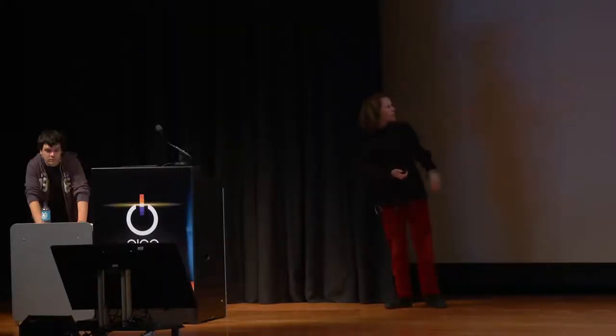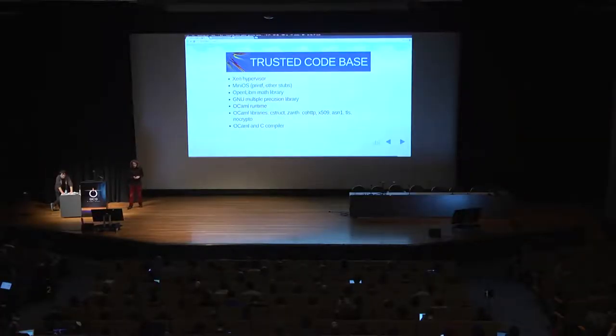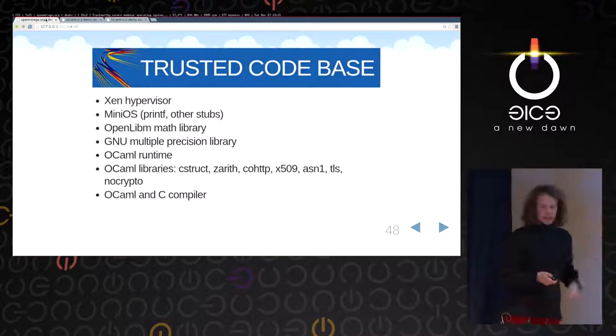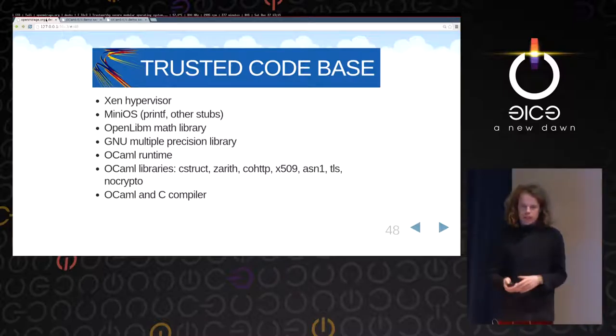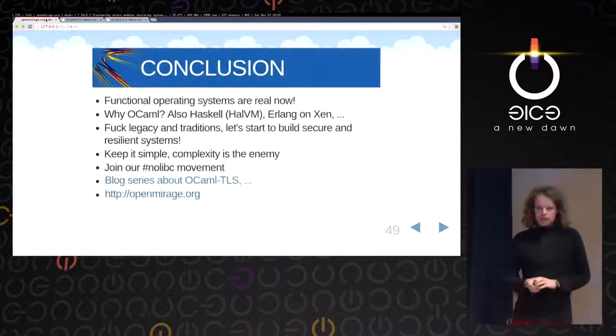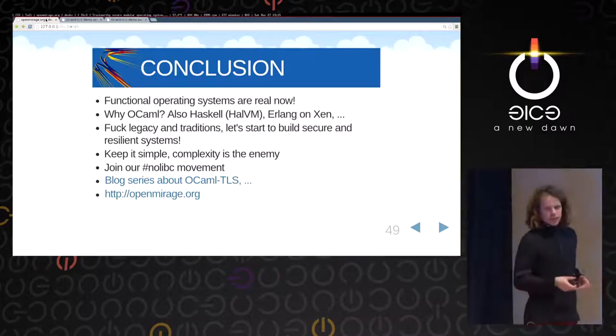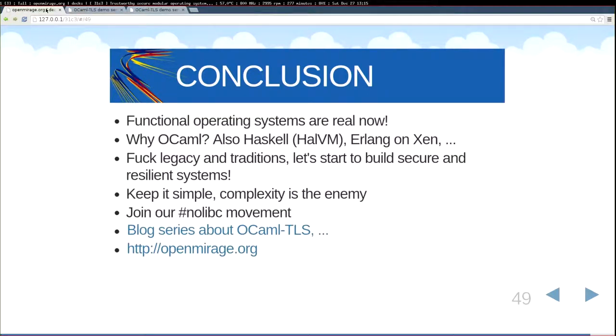Then we have various OCaml libraries, which we commonly use, like cstruct, which is a byte vector, and so on, X509, ASN1, TLS, OTR, nocrypto, the XMPP library itself, and so on. And then, obviously, we also have the OCaml and C compiler. But we don't have any libc in the trusted code base, or any huge Linux kernel, because we just don't have it. So to conclude this talk, I think functional operating systems are real now. I use it. I use Jack Line as my day-to-day XMPP client.